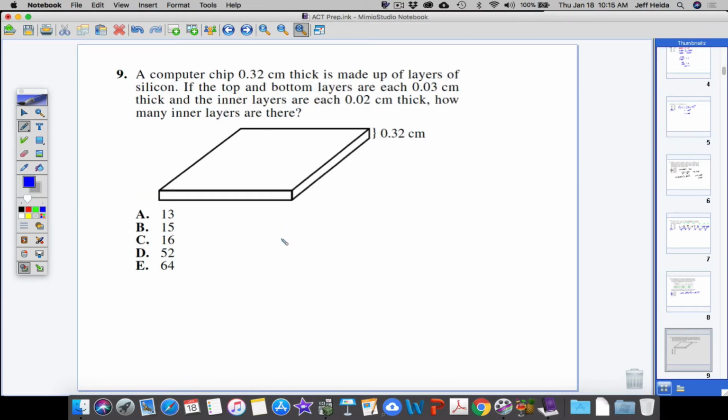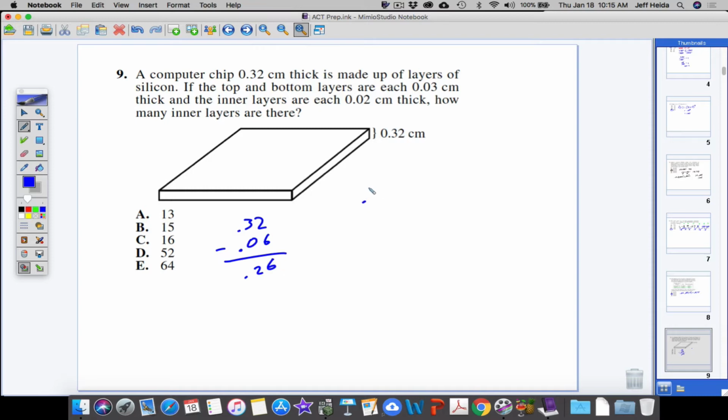Problem 9. You have a computer chip that is 0.32 centimeters thick, made up of layers of silicon. So the top and bottom layers are 0.03. And each of the inner layers is 0.02. How many inner layers are there? So 0.32, you have to subtract the top and the bottom layers, which are both 0.03, so subtract 0.06, 0.03 times 2, that gives you 0.26.